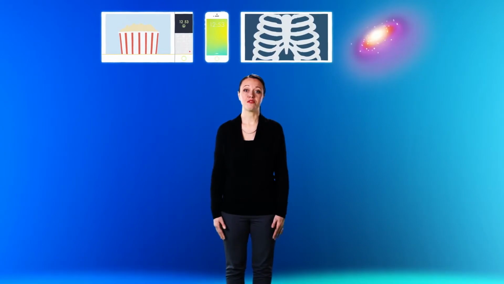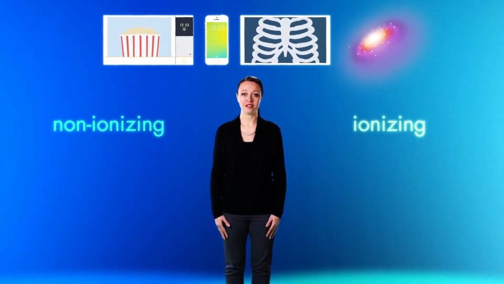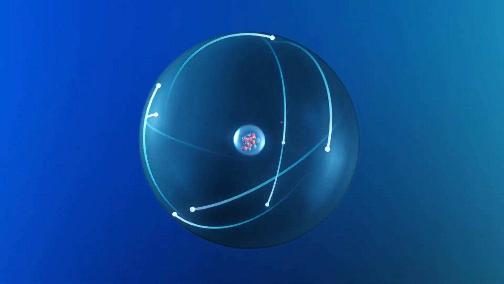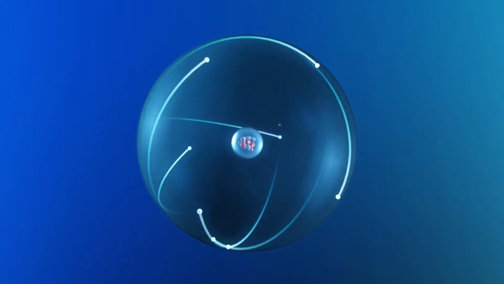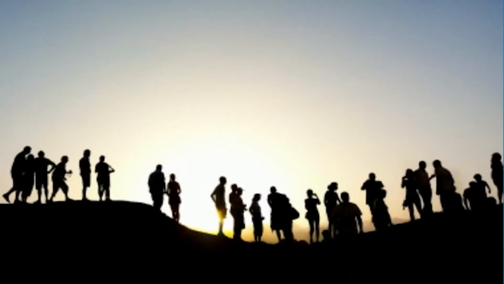This energy can be low level, like microwaves and cell phones, or high level, like X-rays or cosmic rays from outer space. These are known as non-ionizing and ionizing radiation. But if we really want to understand radiation, we need to go inside the tiny world of the atom. Remember that high school science class? Atoms are the microscopic building blocks of all matter in the universe. Everything around us is made up of atoms, from the largest galaxies to our own bodies.